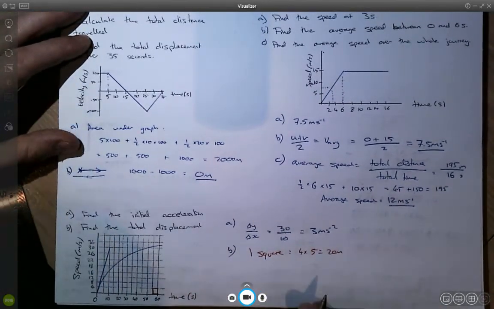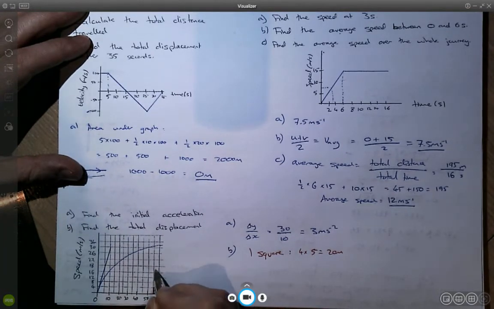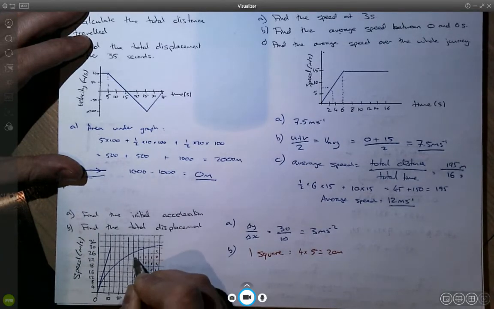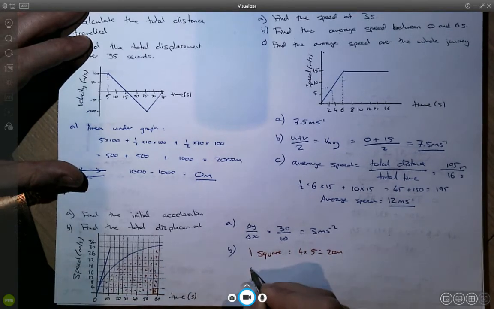How many squares in total? So we literally need to count them. 1, 2, 3, up to 36, and so on. So there's 65 whole squares.